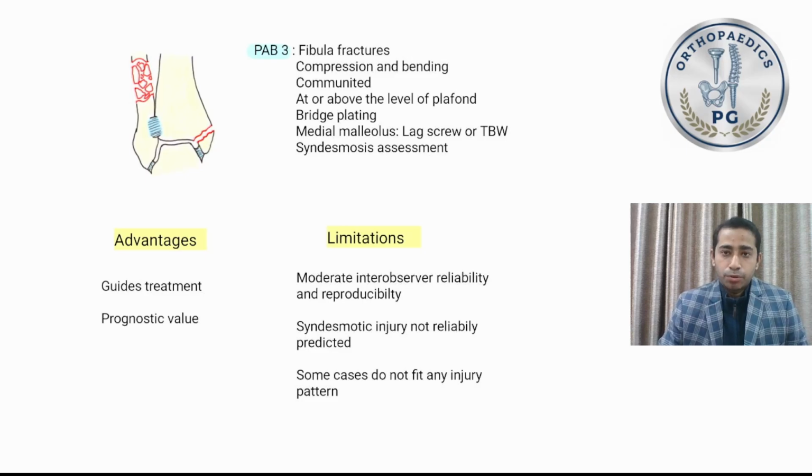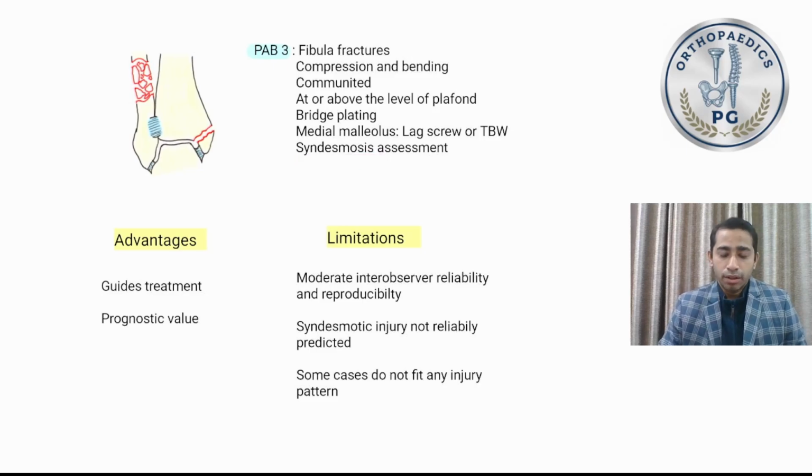Now, the unique thing about this fibula fracture, which is PAB3, is that we have to do a bridge plating because there are comminuted fragments. So we have to do a bridge plating. And medial malleolus can again be fixed with a lag screw or a tension band wiring. This is followed by assessment of the syndesmosis and fixation if required.